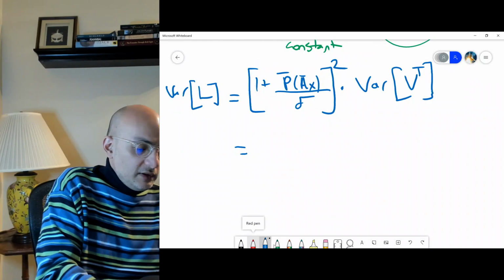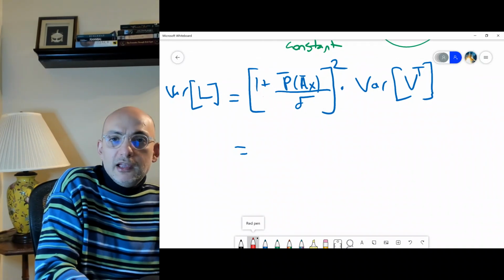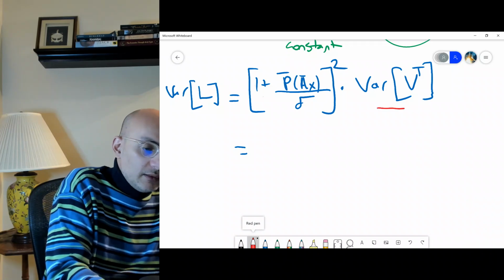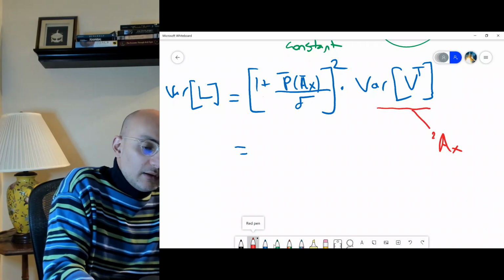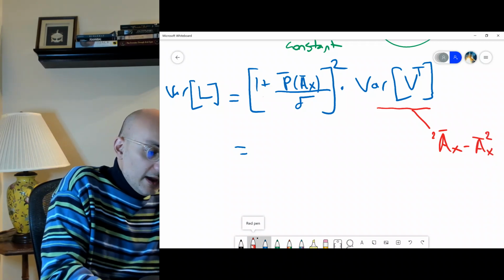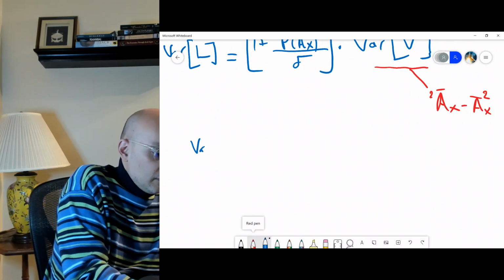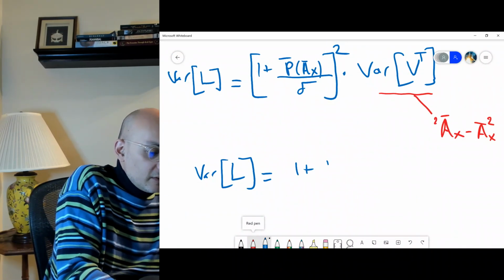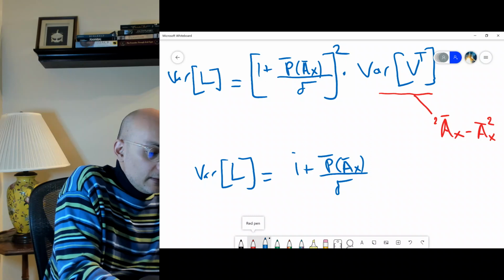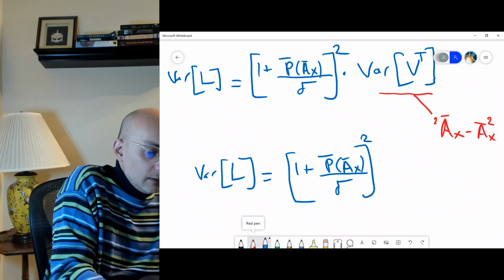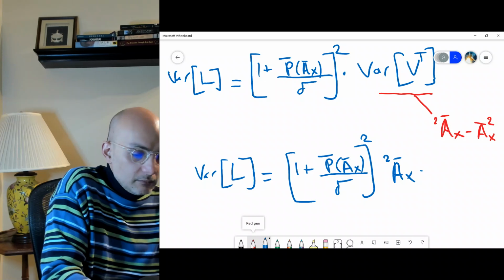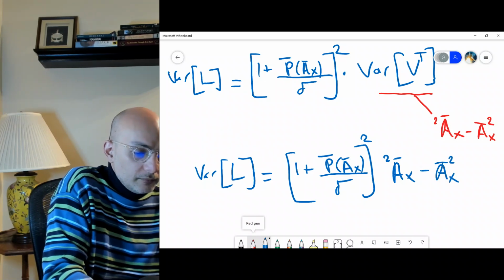But what's the variance of Vt? We should know this one. The variance of the insurance benefit. This one is easy, straightforward. This one we already took. So the end result for now, variance of L, variance of the loss is 1 plus P of ax, the continuous case, divided by delta. Everything is raised to 2. Now TAX minus AX2.